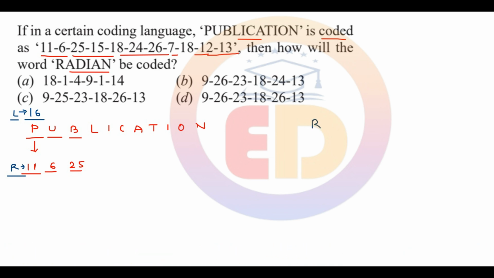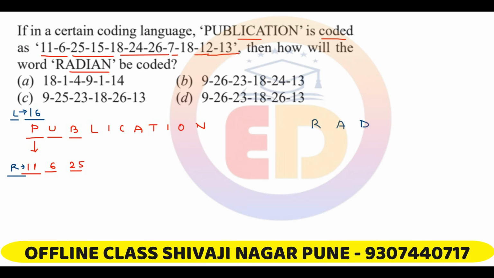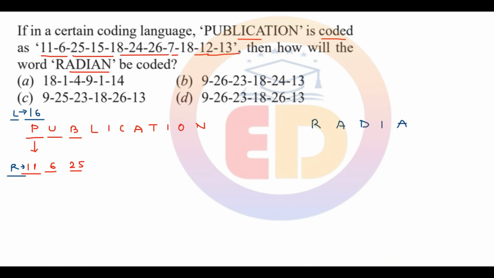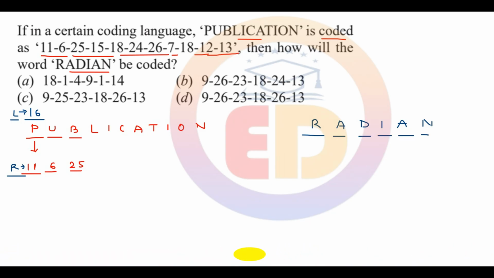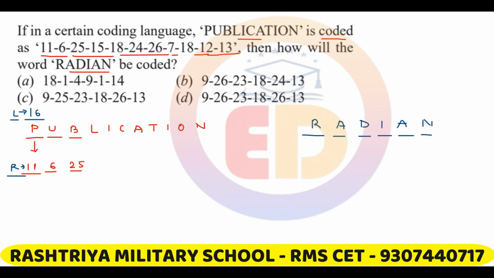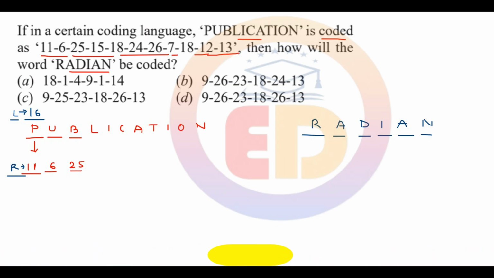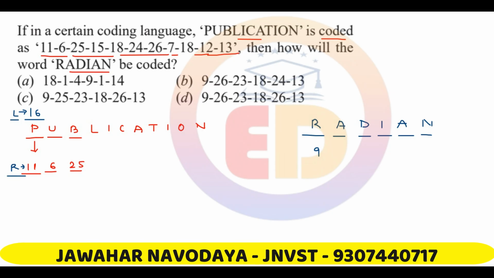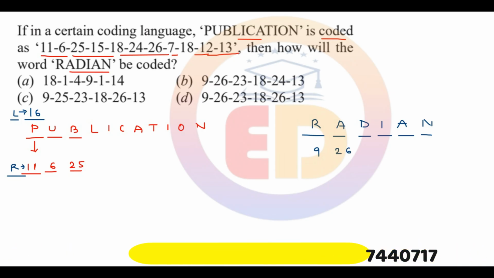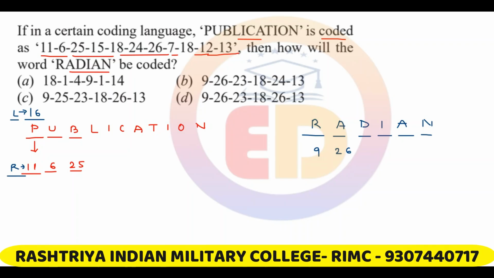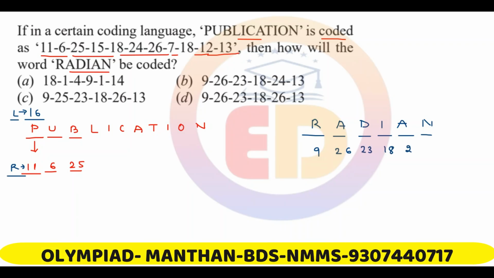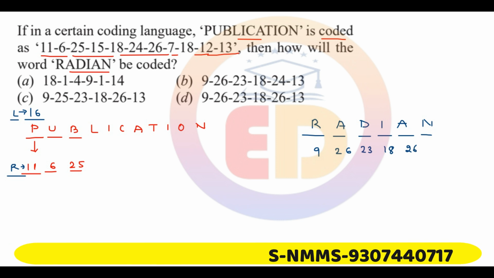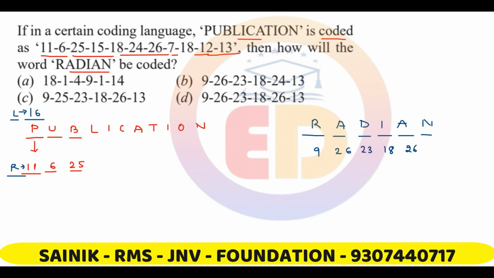So the code for radian will be just go by the reverse manner. And now if we go by the reverse manner, the code of R will be from the right side, it becomes 9, A becomes 26, D becomes 23, I becomes 18, A becomes 26, and N becomes 13. Our answer is option number D.